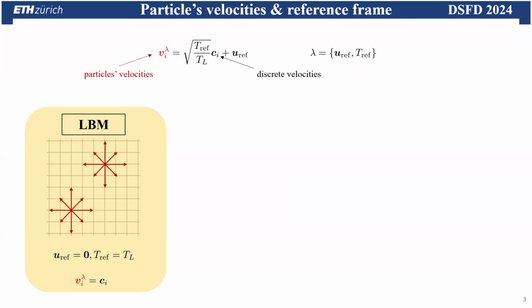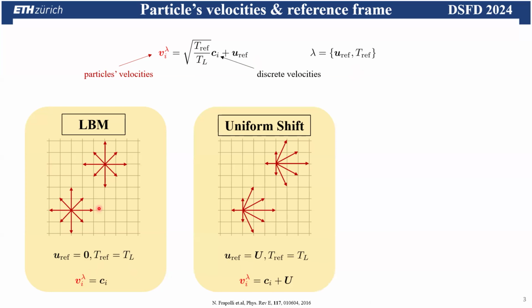Conventional LB assumes that the discrete particle velocities are defined with respect to a uniform frame at rest and at constant temperature, applied throughout the domain. This is a simple and straightforward choice, but it is restrictive in terms of operating range. So the good news is that we have more freedom in selecting the reference frame.